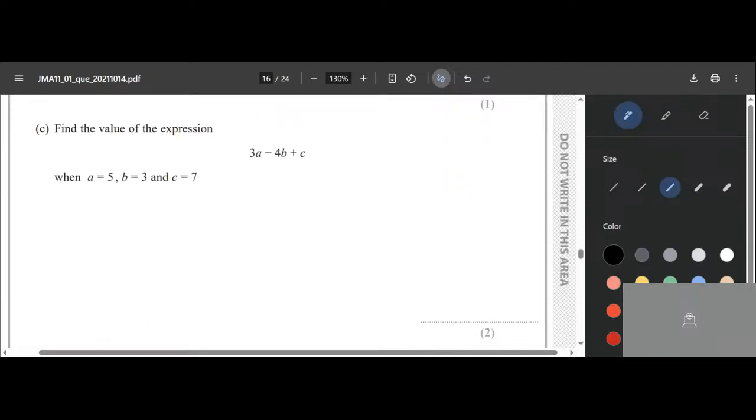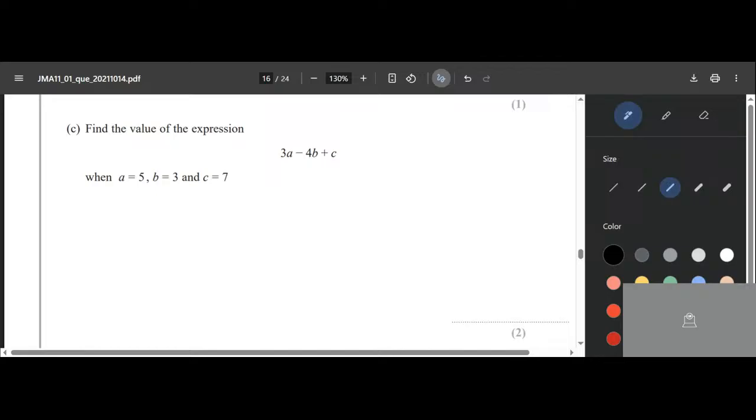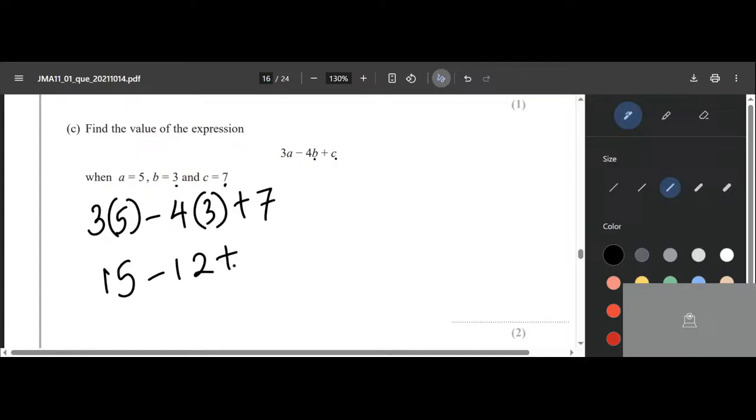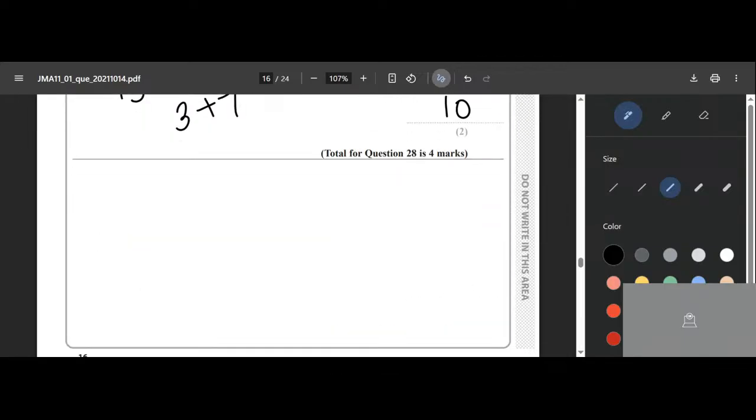Then find the value of the expression. Where I see a, I put 5. So it will be 3 into 5 minus 4 into 3 plus 7. I've just replaced where I see b, I put 3. Where I see c, I put 7. So we have 15 minus 12 plus 7. So this will be 3 plus 7, which is 10. And that is how that one is supposed to be conducted. So let us proceed on to our next question.